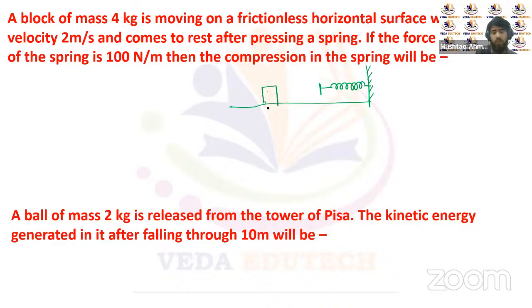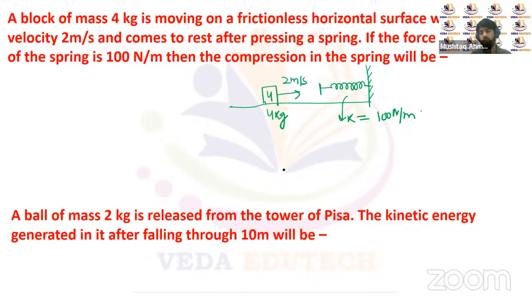It's moving horizontally with a speed of 2 meter per second. So it's a 4 kg block moving towards the right with the speed of 2 meter per second, where the spring constant has the value 100 Newton per meter. Now, when the block strikes the spring, it will compress the spring to some compression x. And ultimately, what's going to happen? The block will come to rest.